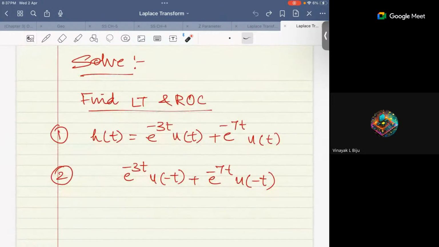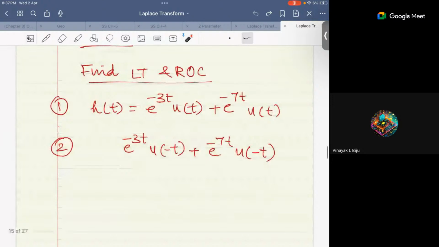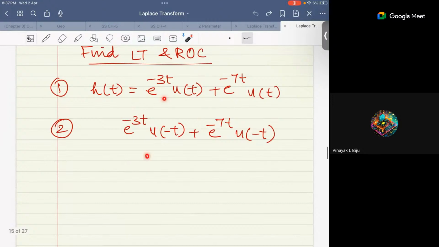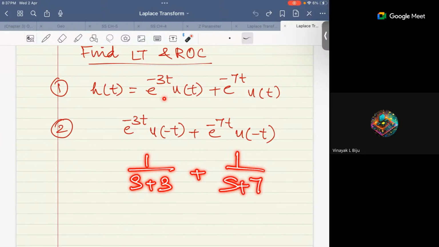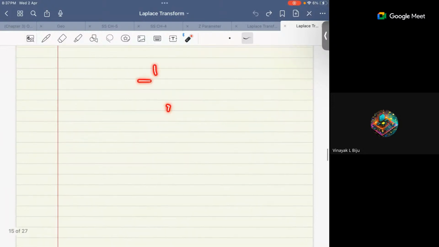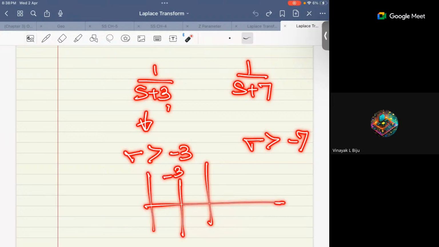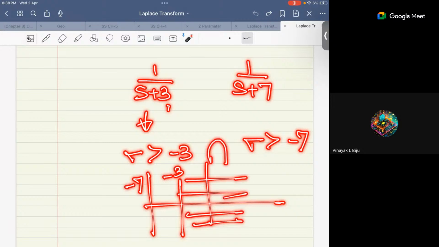Now you have to solve this. This is pretty simple, right? You can solve it with linearity. Let's say for the first case, the value is 1 upon s plus 3. Similarly, 1 upon s plus 7. For 1 upon s plus 3, sigma is greater than minus 3, and for 1 upon s plus 7, sigma is greater than minus 7. That is the ROC for one signal minus 3, and for the other signal minus 7. That means the ROC will be the intersection of these two. The intersection is sigma greater than minus 3.